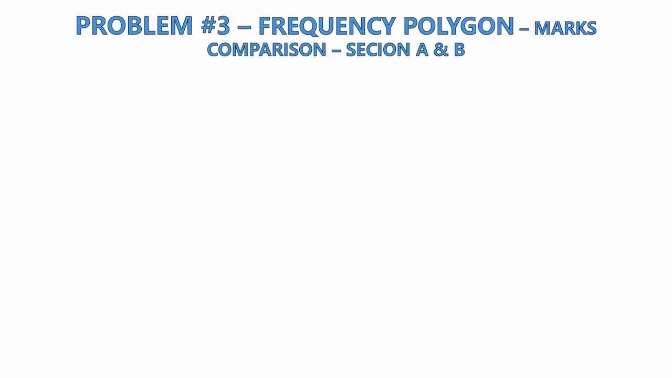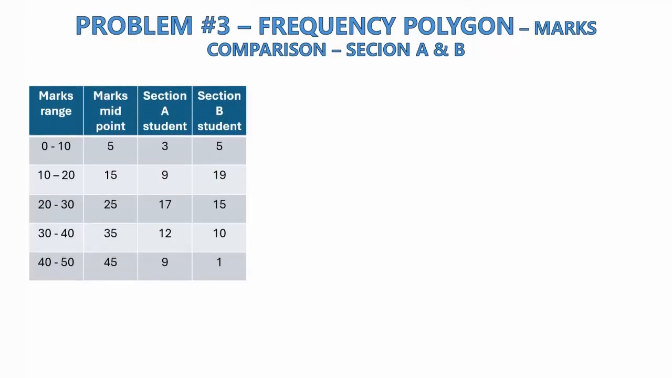Let's look at the next problem. Problem 3, frequency polygon marks comparison between section A and section B. Okay, here we have got marks range 0 to 10, 10 to 20, 20 to 30, 30 to 40, 40 to 50, etc. And you can see that here it is continuous. So for histogram and frequency polygon, the ranges must be continuous. Here we have a continuous range because 0 to 10, and it continues from 10 to 20 and so on.